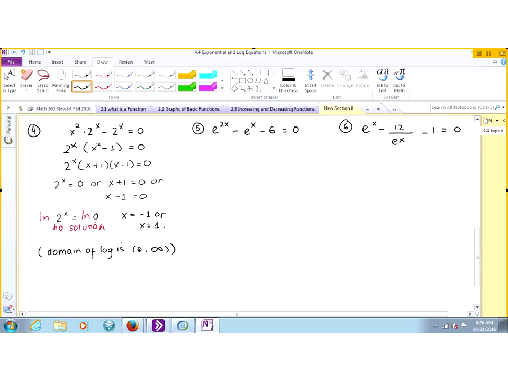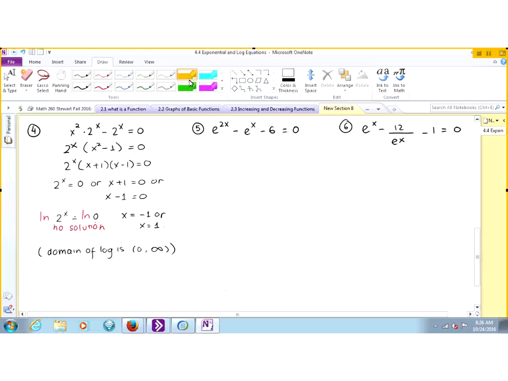I thought ln of -1 was undefined. Yes. Okay, so we're not taking ln here. So it is 2 to the x times x plus 1 times x minus 1, right? So each one of these is 0. So when I say x equals -1, it's from here. Okay, good. Now, how about number 5?